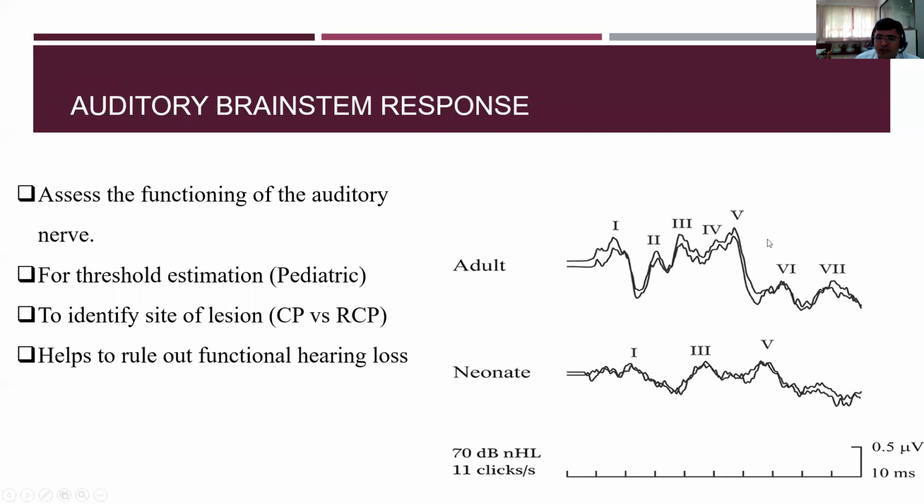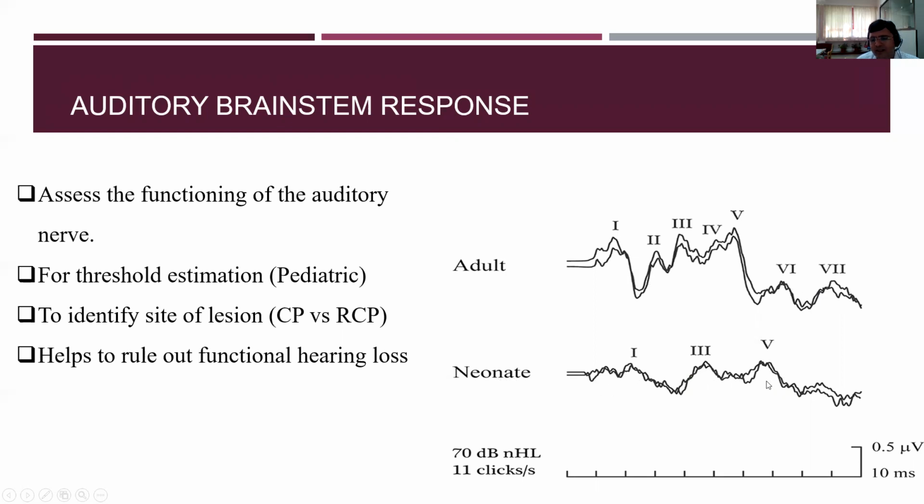The presence or absence of these peaks is dependent on the intensity as well. Higher the intensity level, better the responses. Lower the intensity level, longer the latencies. In addition to that, in neonates, you will see that latency is prolonged.